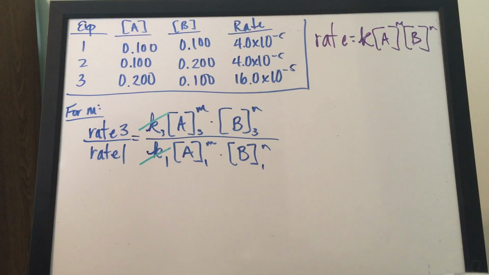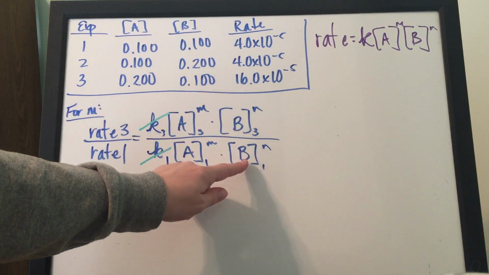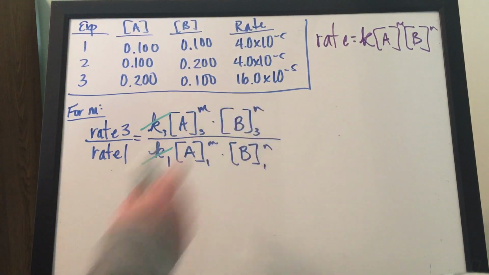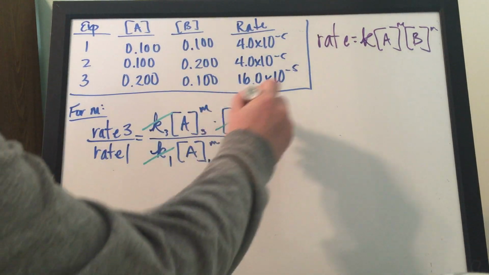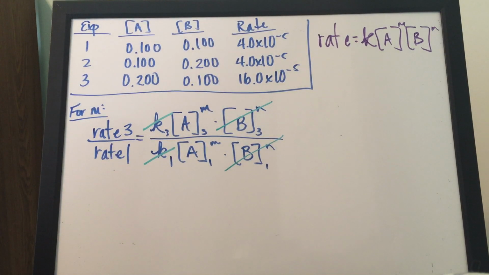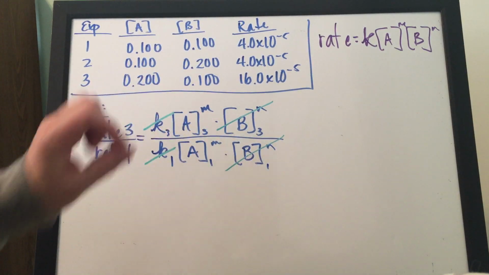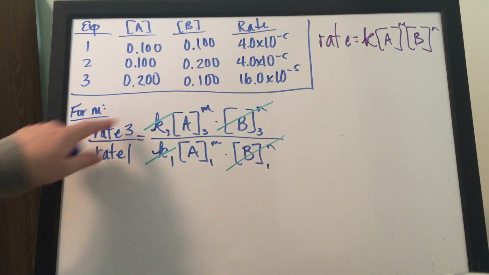And if you're noticing, the concentration of B in experiment 3 and the concentration of B in experiment 1 are equivalent. They're both 0.1. Well, 0.1 raised to the n divided by 0.1 raised to the n also cancel out, and they drop out from this expression. So all I'm left with is a ratio of the rates divided by a ratio of the concentrations of A. And now I fill in some data. All we do is pull the data and fill it in. Rate 3, right there.